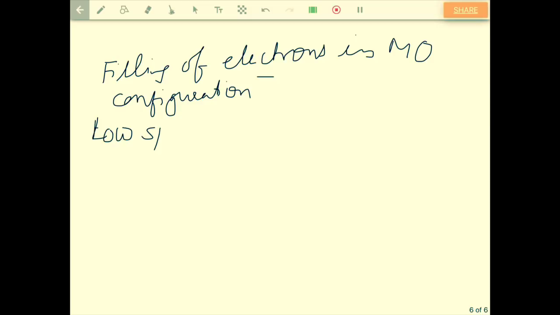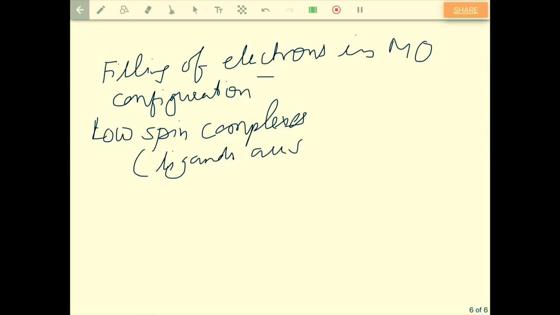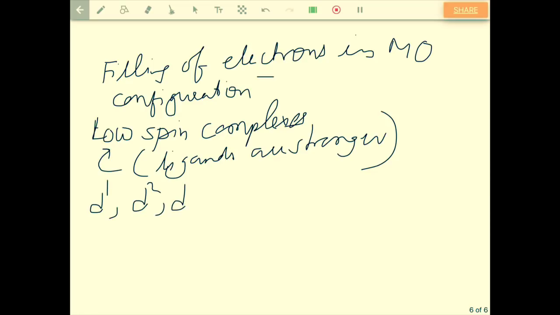So if we consider low spin complexes, low spin complexes mean the ligands are stronger. So if the ligands are stronger, then formation of low spin complexes will take place. So if we consider d1, d2, d3 configurations.